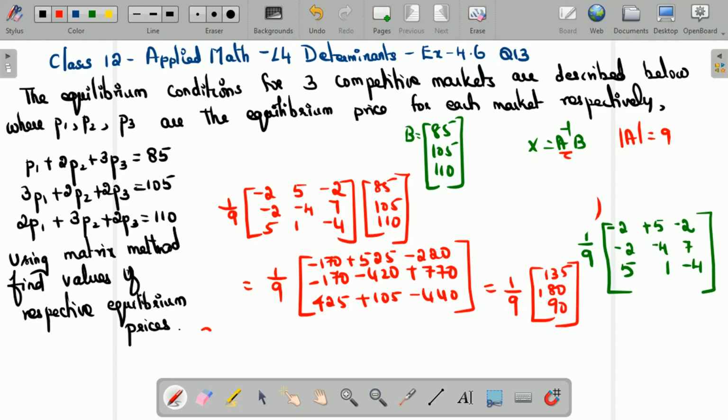So this means x is going to be 135 by 9, which is equal to 15. y is equal to 180 by 9, which means 20. And z is equal to 90 by 9, which is 10. So these are the equilibrium prices for each of these markets.